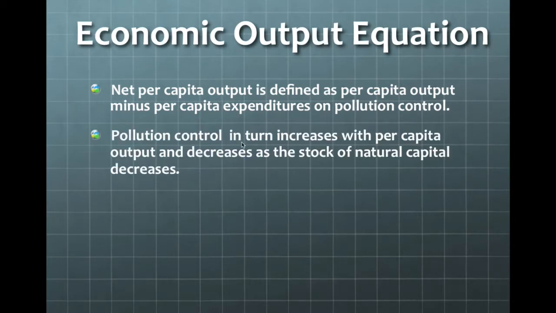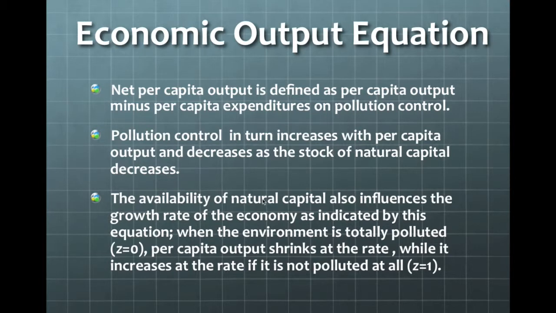The pollution control, in turn, increases with the per capita output. So the more you produce, the higher your cost to control pollution. That sort of makes sense. And of course, if there's a decrease in the natural capital, then the pollution control will decrease. Okay, so that's fine. The less pressure you put on the environment, the less cost you have to spend to control pollution. That makes total sense.